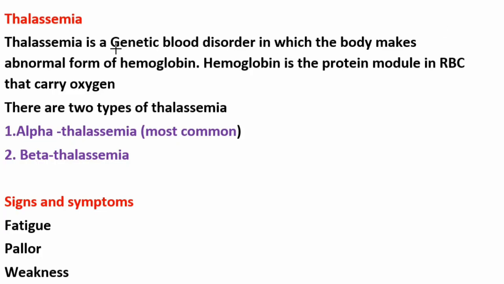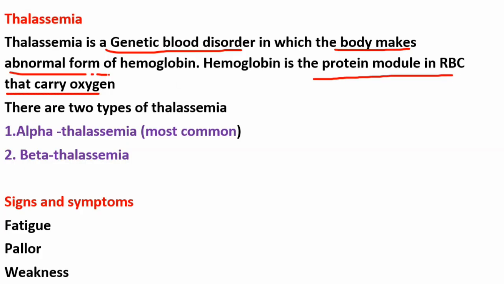Our next topic is thalassemia. Thalassemia is a genetic blood disorder in which the body makes an abnormal form of hemoglobin. Hemoglobin is the protein molecule in red blood cells that carries oxygen. There are two types of thalassemia: alpha thalassemia and beta thalassemia. The most common type of thalassemia is alpha thalassemia.